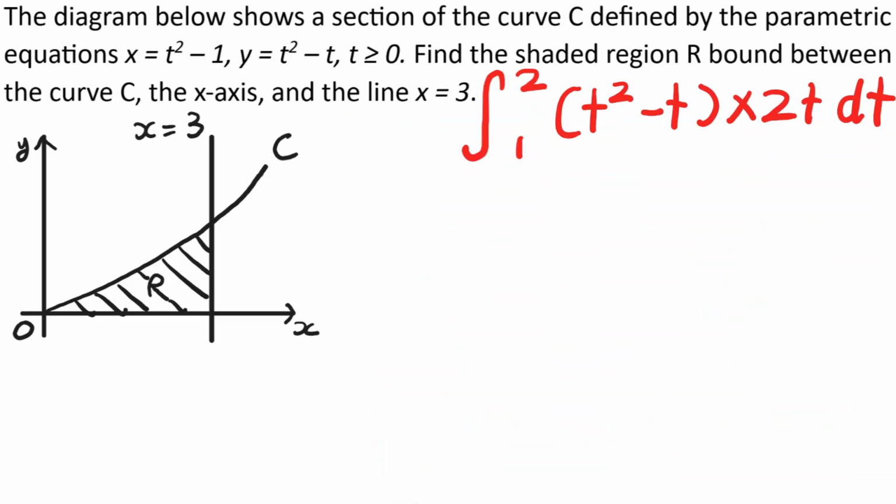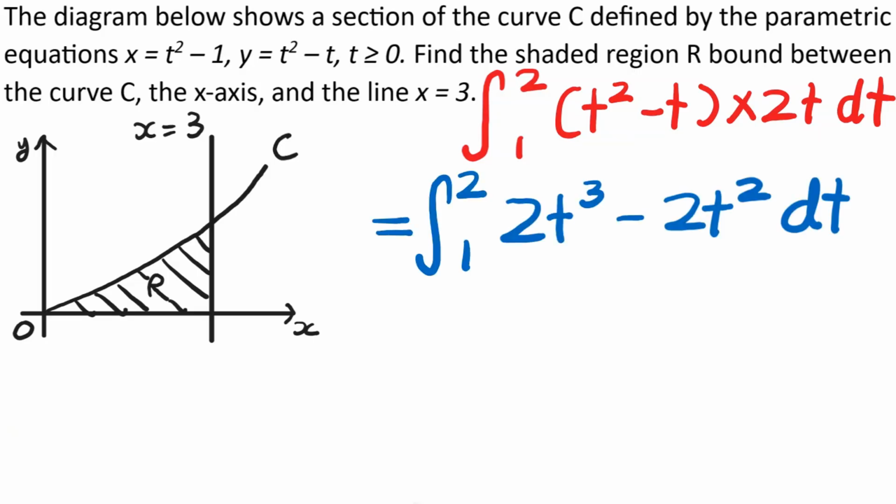Okay, so if we go about integrating this, firstly we have this t squared minus t multiplied by this 2t. So if we expand this, t squared multiplied by 2t is equal to 2t cubed, and minus t multiplied by 2t is equal to minus 2t squared, like this here. So to integrate this, we have these two terms, so let's consider them individually.